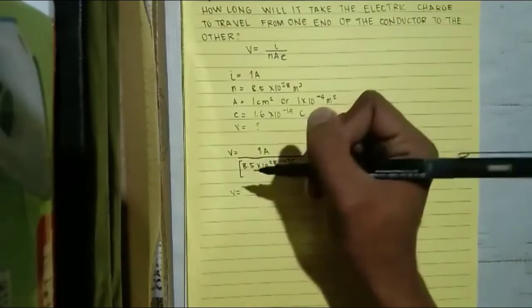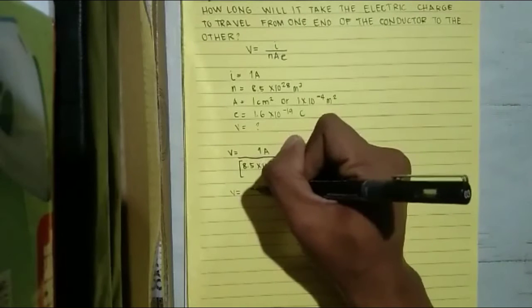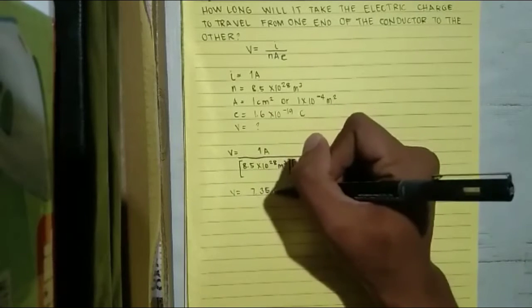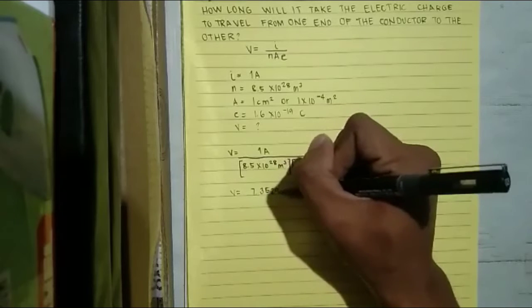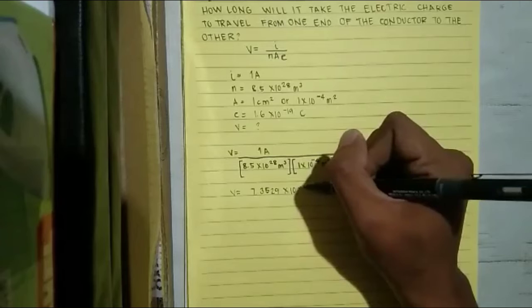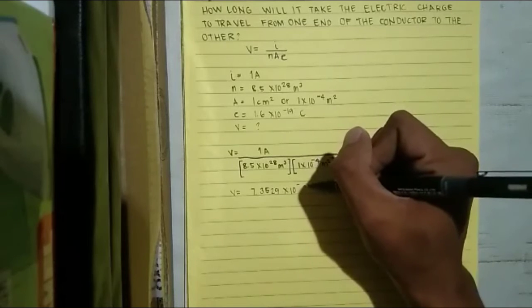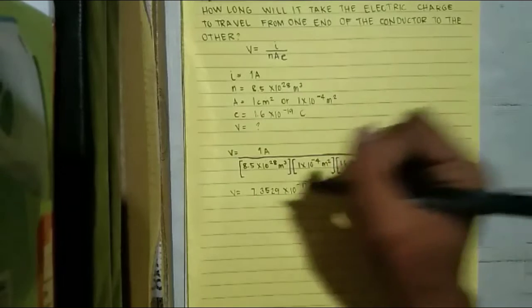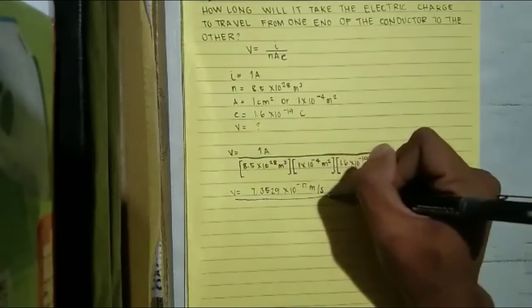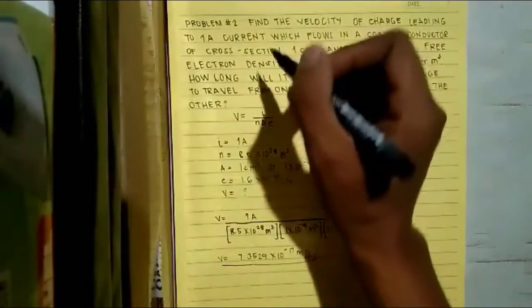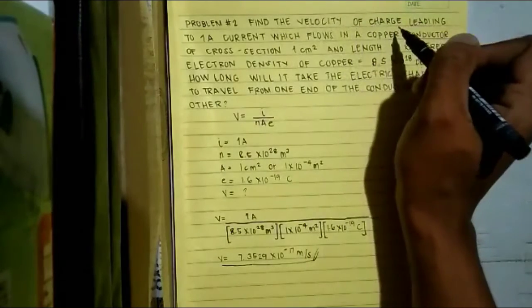B is equals to 7.3529 times 10 raised to negative 17 meter per second. Ngayon, nakuha na natin yung velocity of charge.